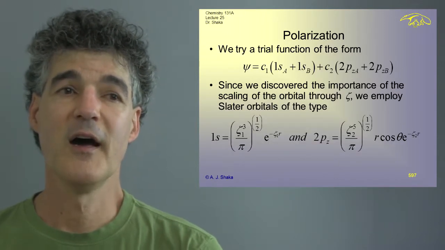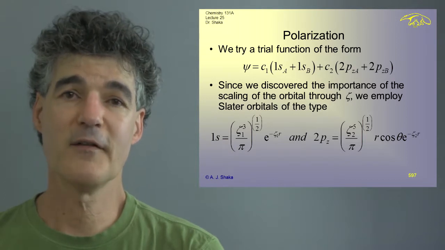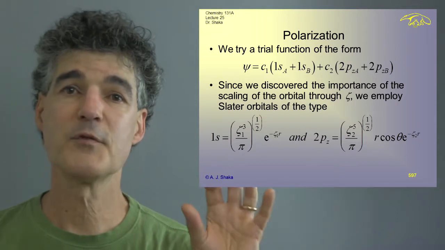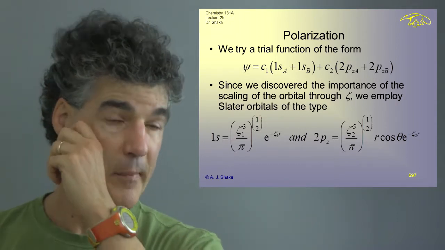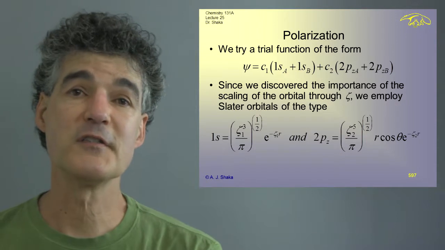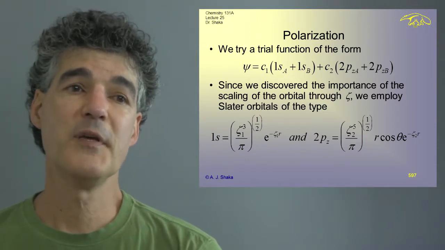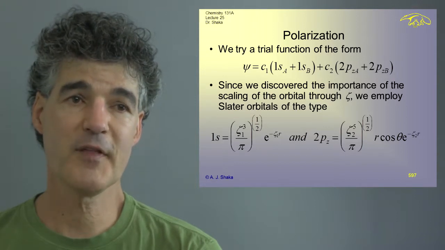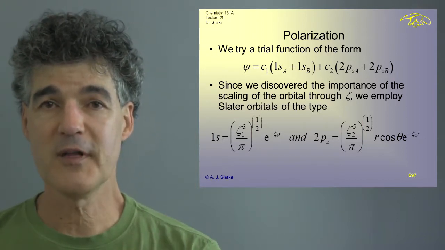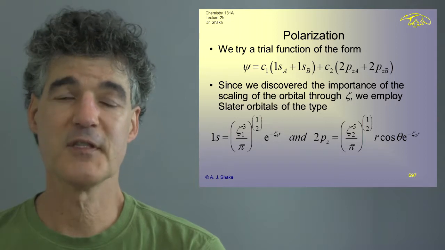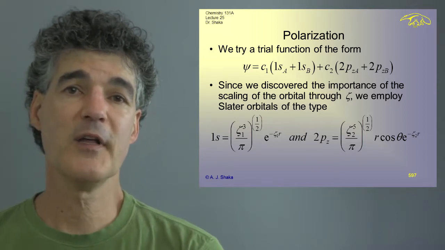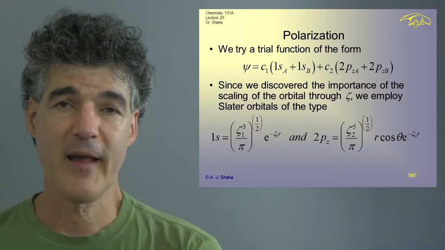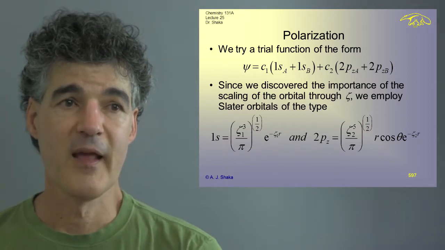We're going to try a trial function here on slide 597 of the form some coefficient C1 times 1sA plus 1sB, plus some other coefficient C2 times 2pzA plus 2pzB. We have to keep things equal between the A and B because of the symmetry of the problem, but including these 2p orbitals lets us include polarization in the wave function.